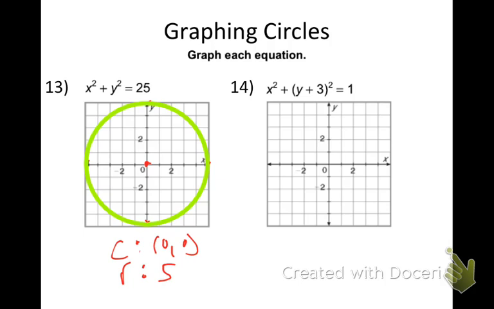Number 14. I have x squared plus (y plus 3) squared equals 1. Where's my center located, Frosty? And what about my radius then? My radius there is 1. So I have (0, -3), my radius is 1. I go here. There's my circle right there.